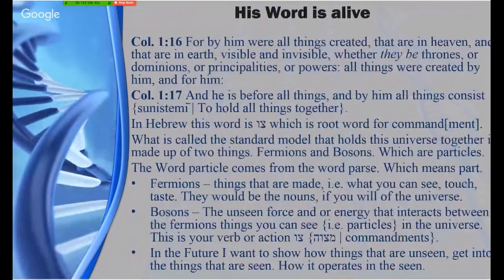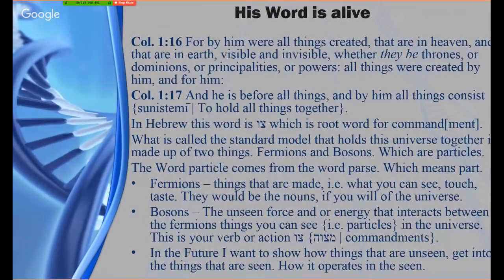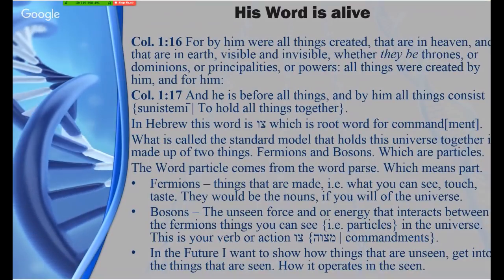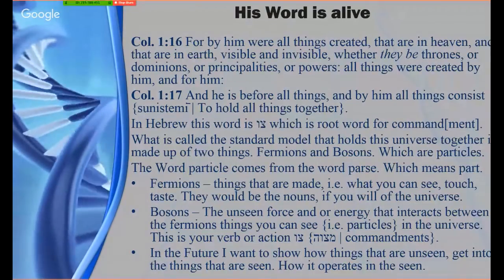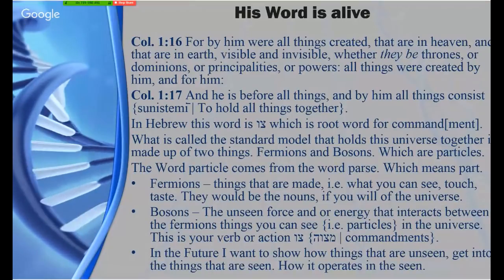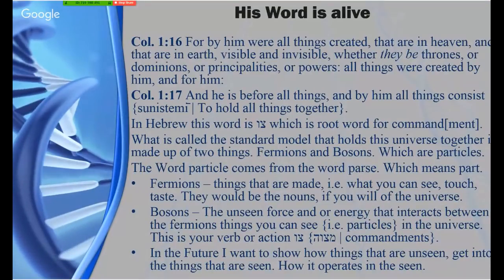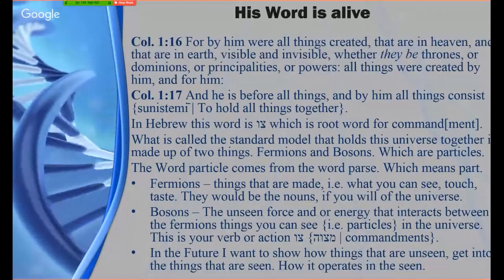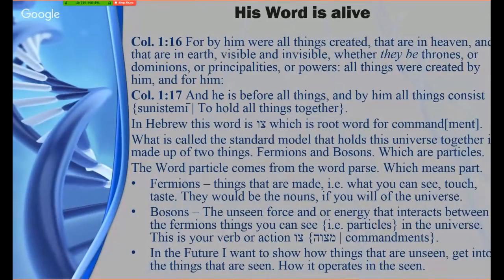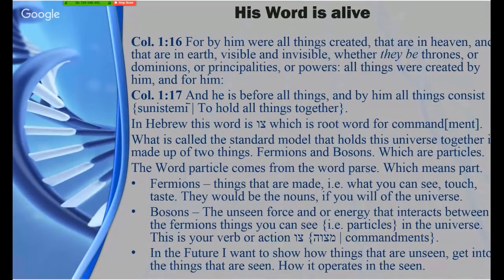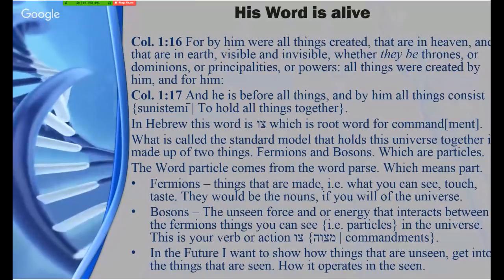I'll give one more, then I'll go over the chart really fast. So Colossians 1:16, for by him were all things created that are in Shamayim, or in heaven, and that are in Haaretz, or in the earth, visible and invisible, whether they be thrones or dominions or principalities or powers, all things were created by him and for him. And he is before all things, and by him all things consist. Sunastemi, that's the Greek word there, to sustain, okay? To hold all things together is what the word sunastemi means, which we get the English word sustain from.